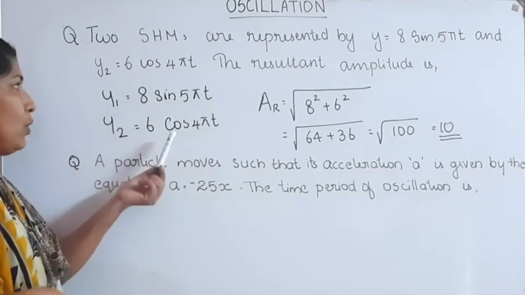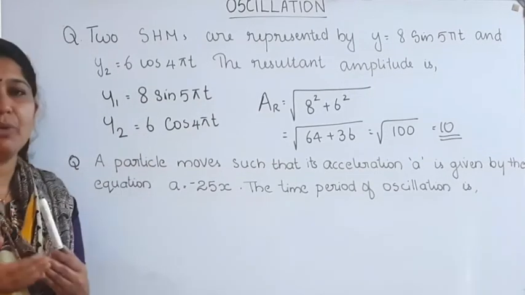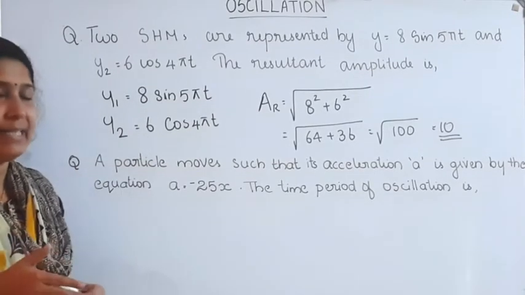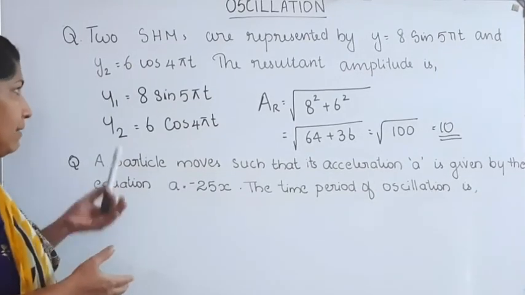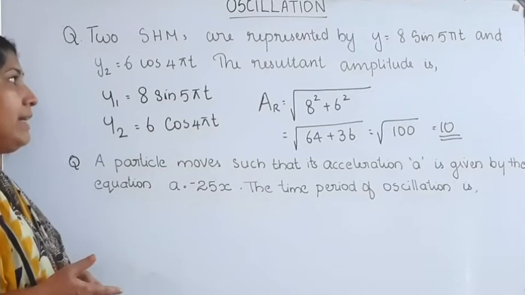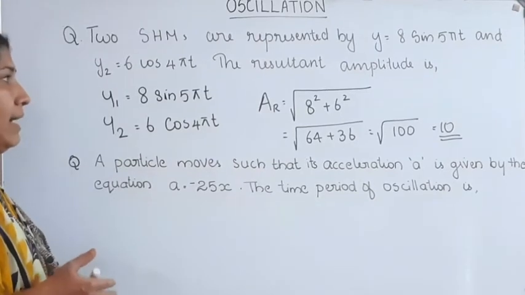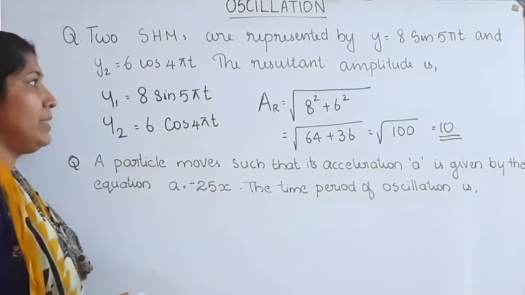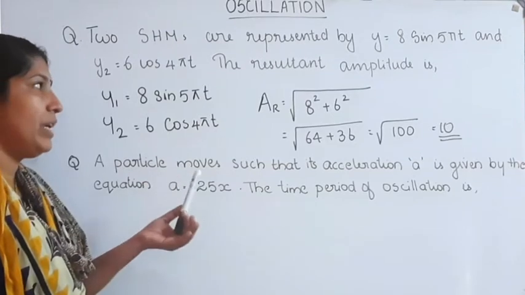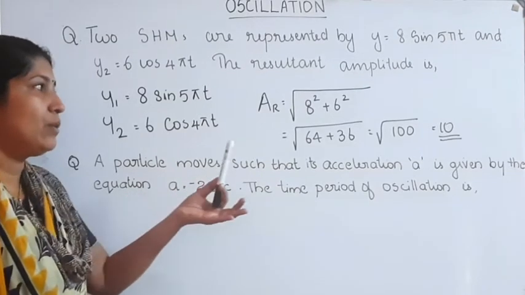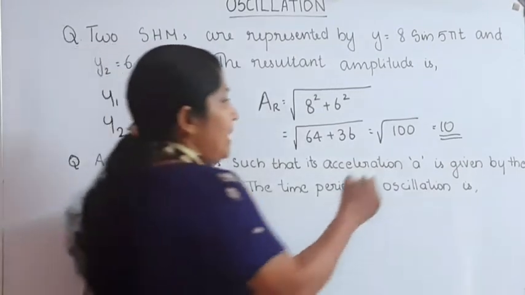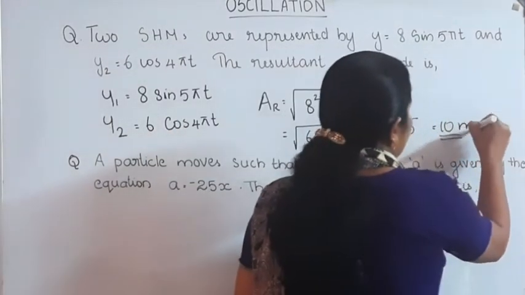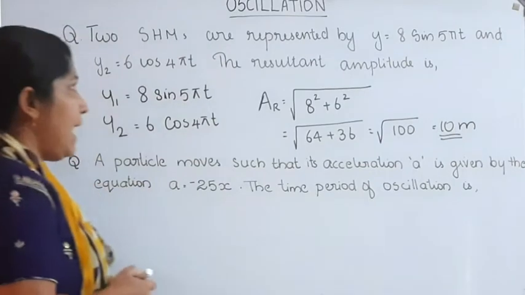Here sine and cos, the phase difference between sine and cos is 90 degree. So, if a question comes like this, we can just take the resultant amplitude is equal to root of 8 square plus 6 square. That's equal to 10. What about its unit? Its unit is meter. SI unit, 10 meter is the resultant amplitude.